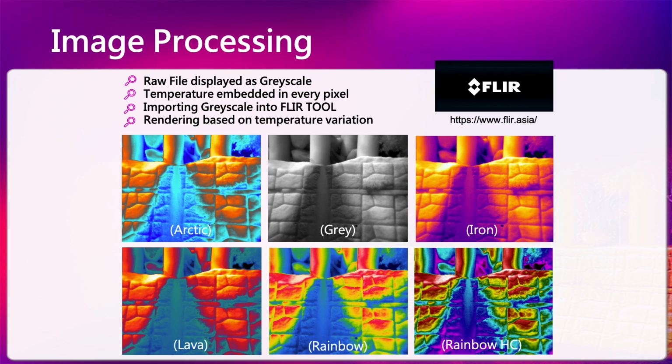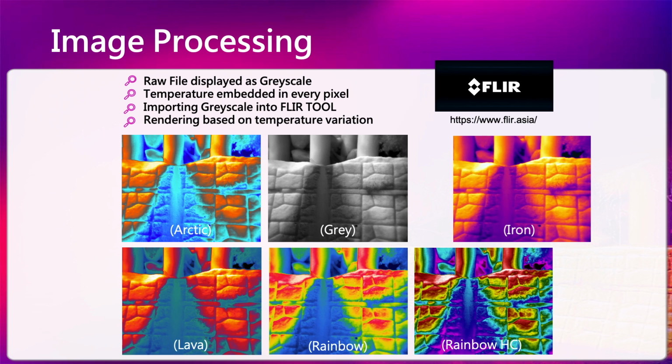And for the image processing, we're using the commercial program FLIR to help us do the job. There are 6 different types of highlighting for the thermal images. In this pilot study, we chose the iron color set to highlight the thermal images.